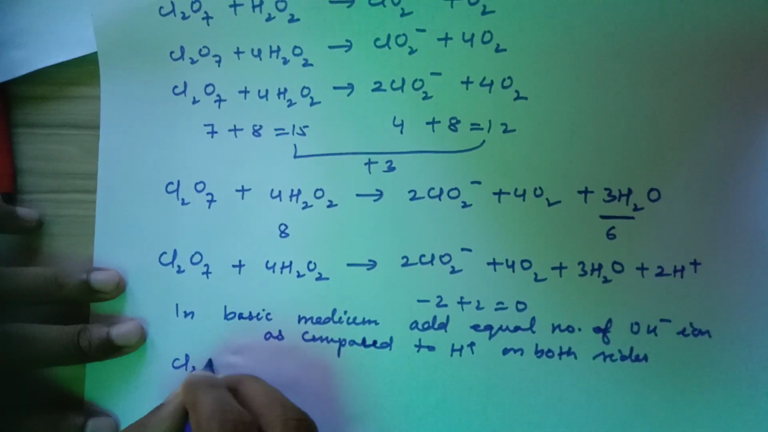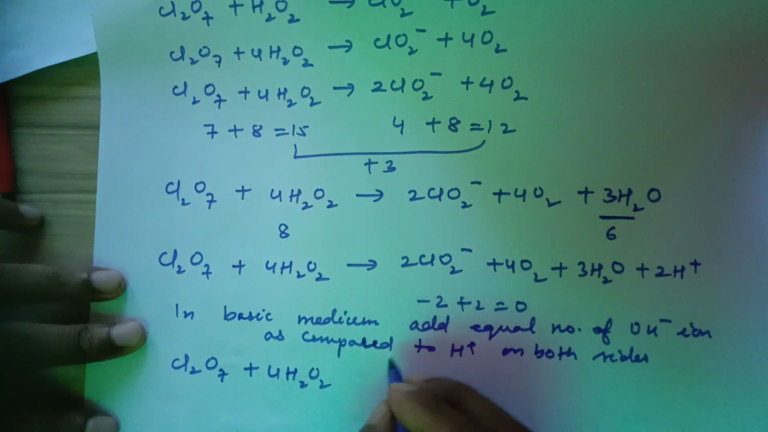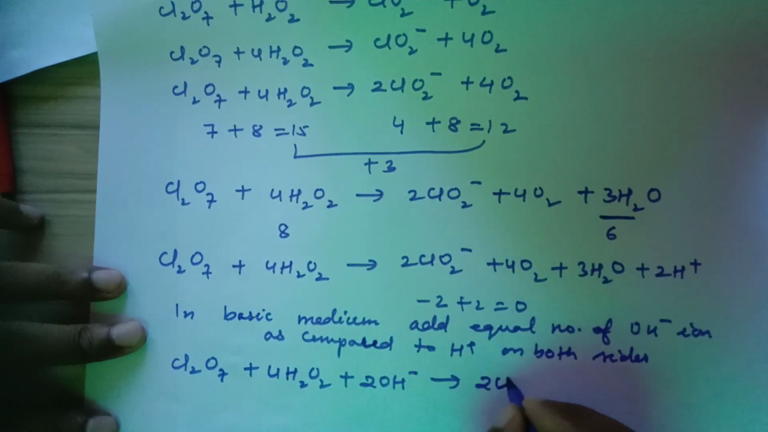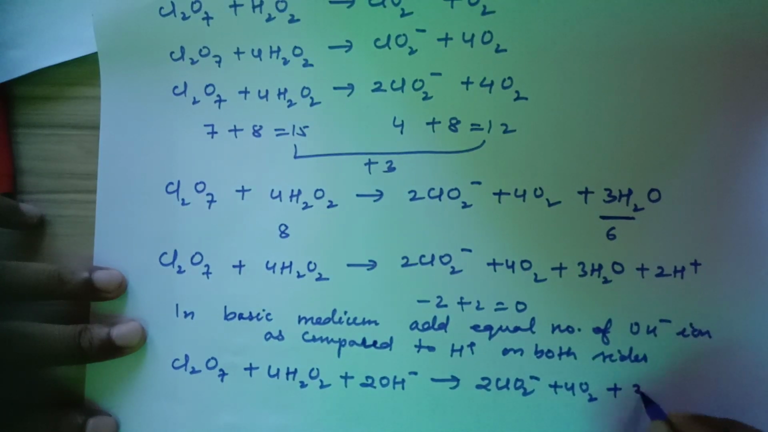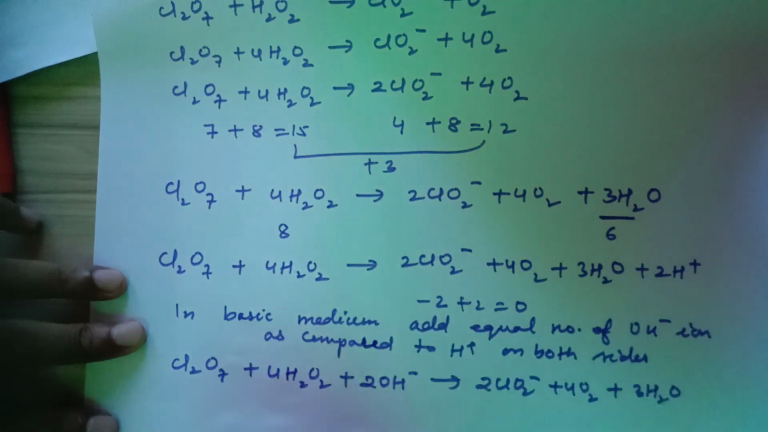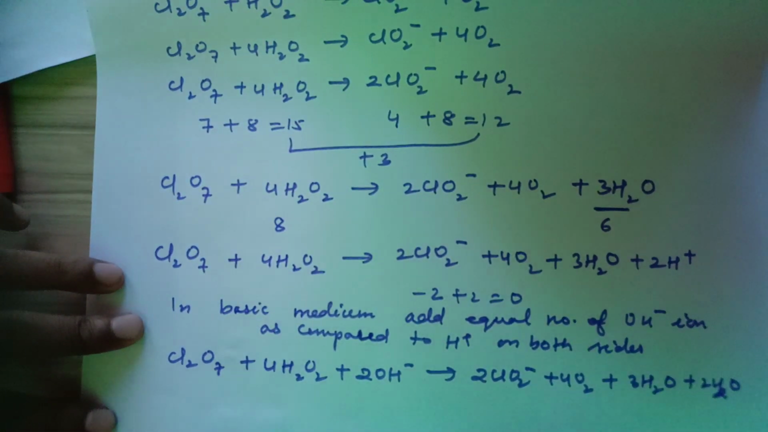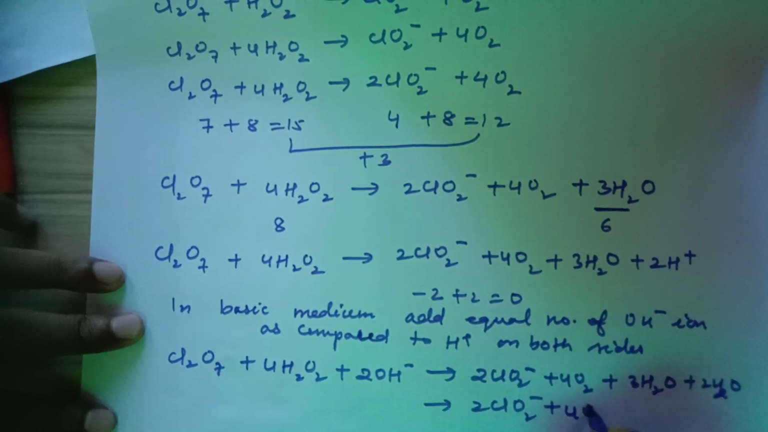It will be Cl2O7, 4H2O2 minus O2, add 2OH minus, it will be 2ClO2 minus, 4O2, 3H2O, and when 2H plus gets added to 2OH, it will be 2H2O. Now the final equation will be 2ClO2 minus 4O2 plus 5H2O.